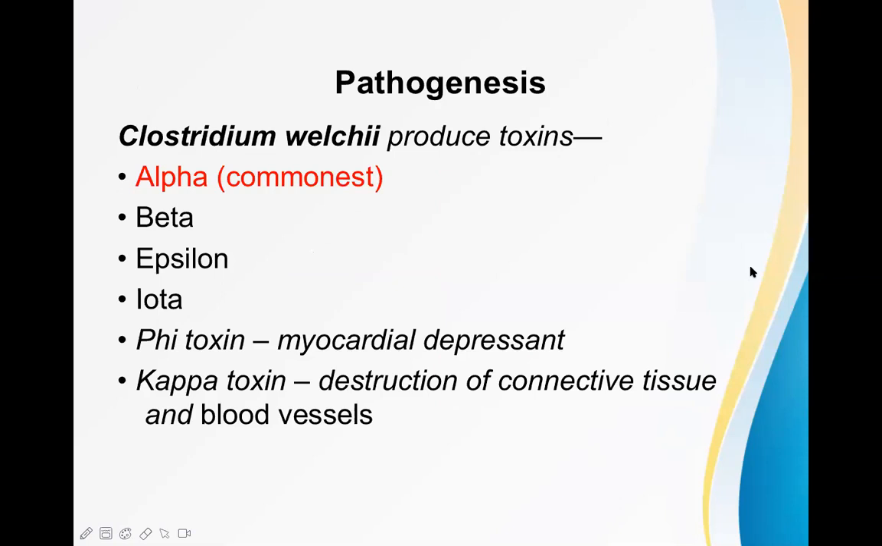Now, let's talk about the pathogenesis of gas gangrene. Regarding pathogenesis, we need to know certain toxins which are produced by Clostridium welchii or Clostridium perfringens. The alpha toxin is the commonest and the most important one. Others are beta, epsilon, iota, phi, and kappa toxins. Even if you forget all these, it doesn't matter, but do not forget alpha toxin, because it is one of the most important regarding pathogenesis. These are just the other names.